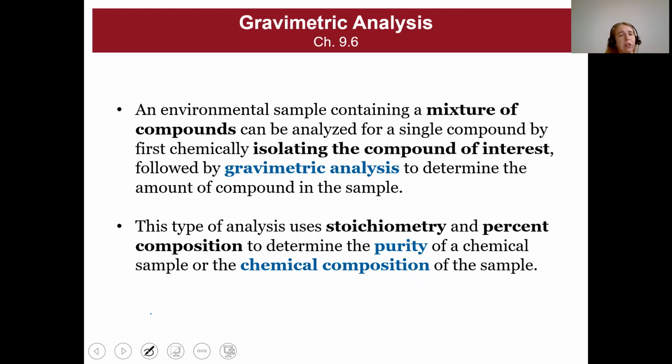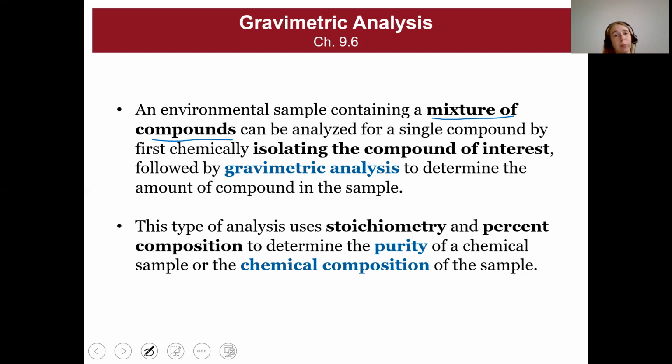So this is very useful in environmental chemistry and environmental analysis. For example, an environmental sample, like a soil sample or a water sample, might contain a mixture of compounds, which we can analyze for a single compound or a single element even, by isolating the compound of interest and using gravimetric analysis to determine the amount of that compound or element in the sample. So sometimes we want to know how much of something is in a sample.